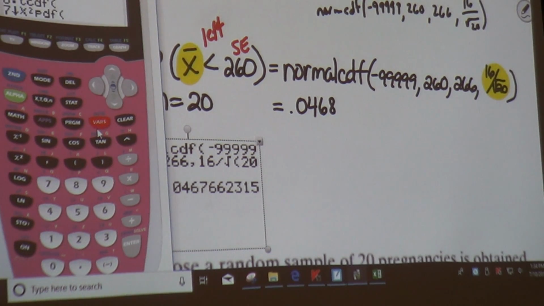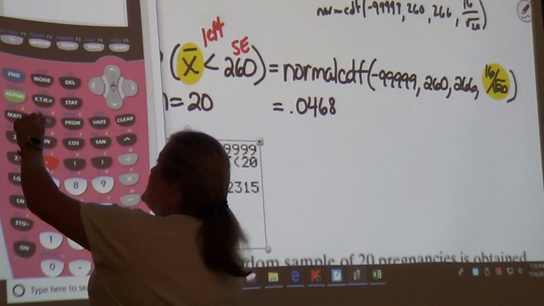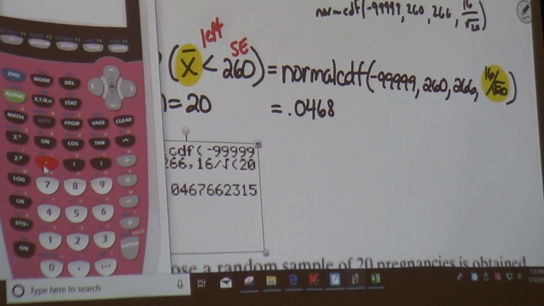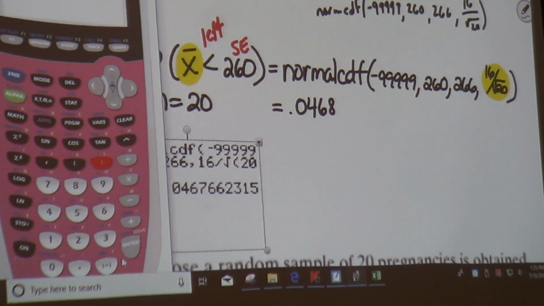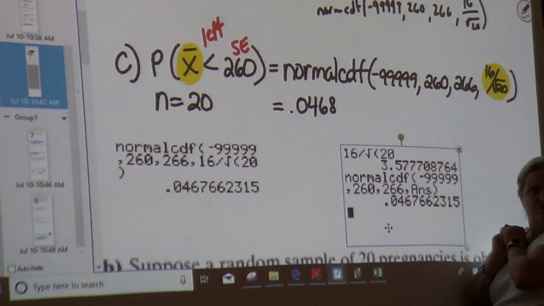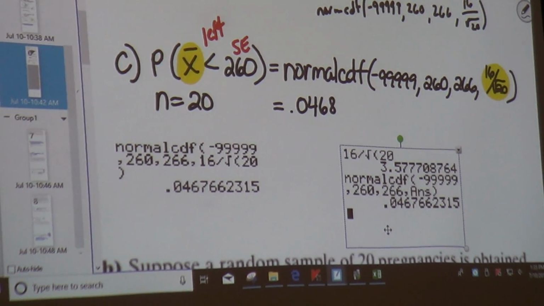So another way, normal CDF of negative 99999, comma, 260, comma, 266, comma. Now, I could actually type in 3.5777. Or, if my answer is right above, you can do second answer, and it keeps me from having to type it in. It's just going to suck that answer into here. So that's another shortcut way. Or you could type in 3.5777. We good?